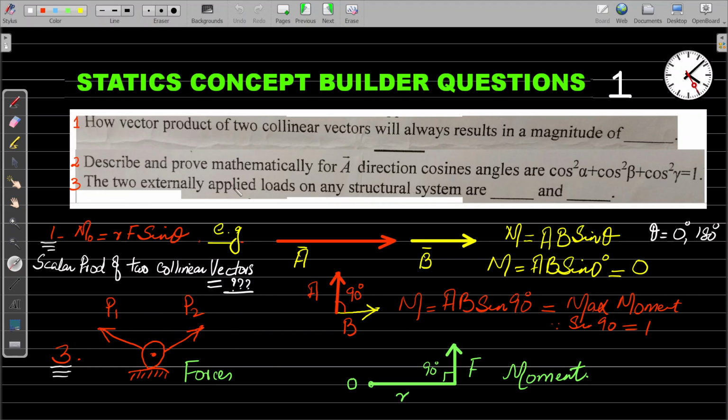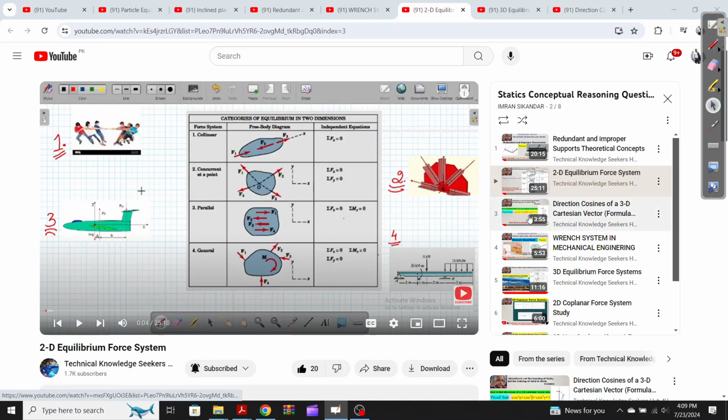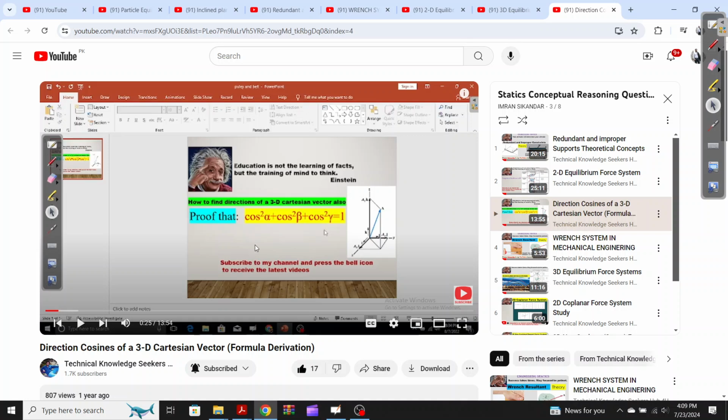The second question he has asked is to describe and prove mathematically, for a vector A, that the direction cosines of the angles satisfy cos square alpha plus cos square beta plus cos square gamma equals 1. We have a detailed video for this proof, which is going to help you in proving this mathematical proof. You can go to this playlist for statics conceptual reasoning and see the detailed proof.